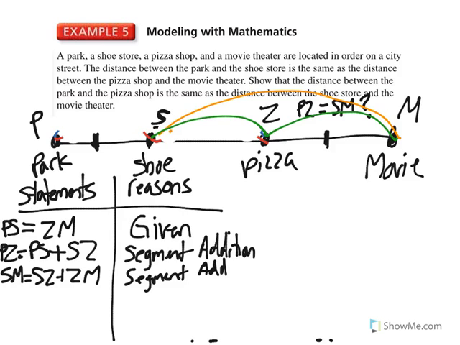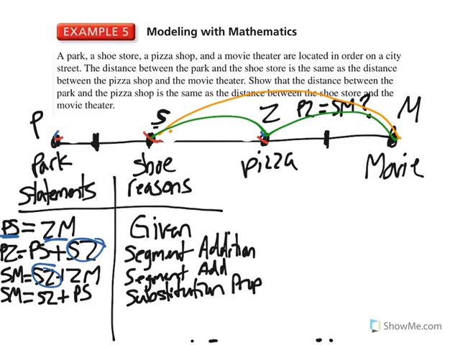And so now, once again, I have these statements, and I have something where maybe I can substitute. So I have PZ and SM. I want to try to get them in the same terms. So notice here we have SZ in both of them. So I need to get the other two on the same types of terms. Well, notice that they were equal to each other up here. So instead of ZM, I'm going to plug in PS in that second statement. So I'm going to have SM is equal to SZ plus, instead of ZM, I'm going to plug in my PS. And this is substitution property.